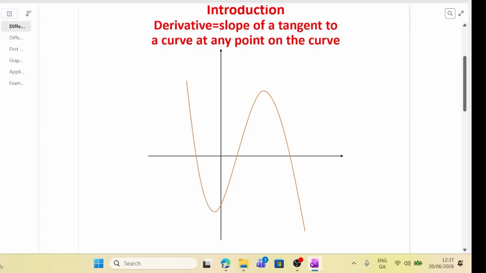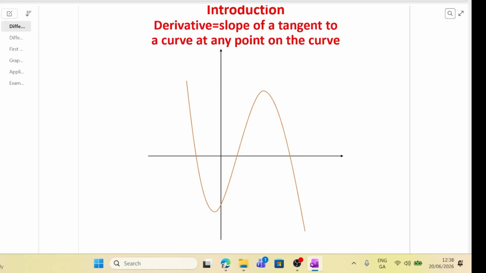Today we are starting one of the most important topics in Leaving Cert Higher Level maths, and that's differentiation. So what you need to know is that the derivative means the slope. But hold on, you already know the slope from the Junior Cert, right?